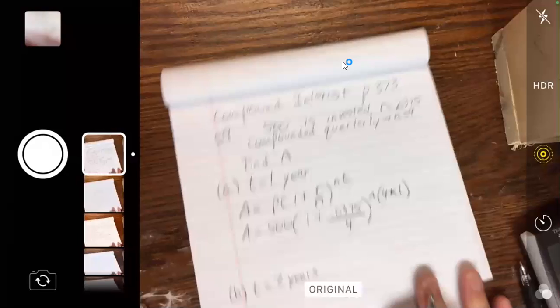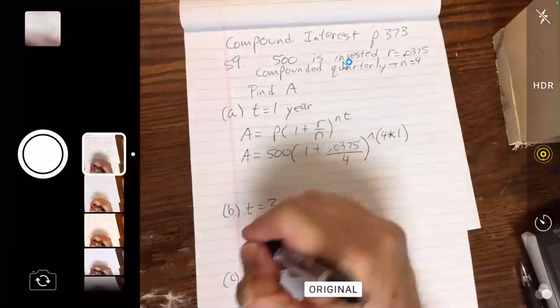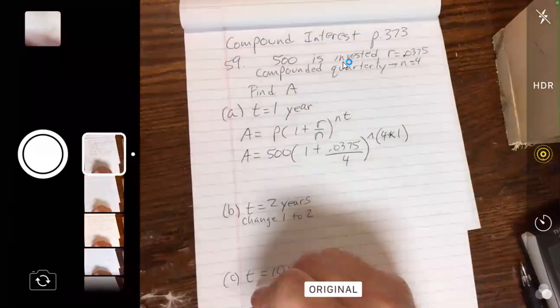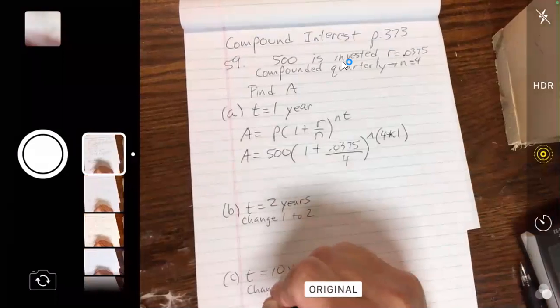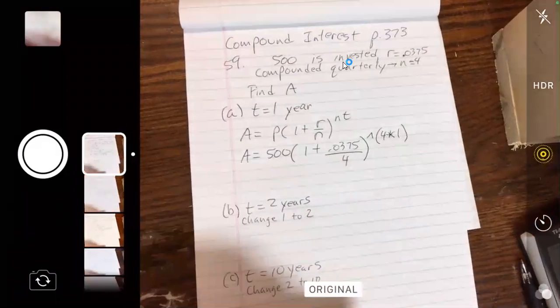And you can just change the 1 to 2 and change 2 to 10. Not have to punch the whole thing.